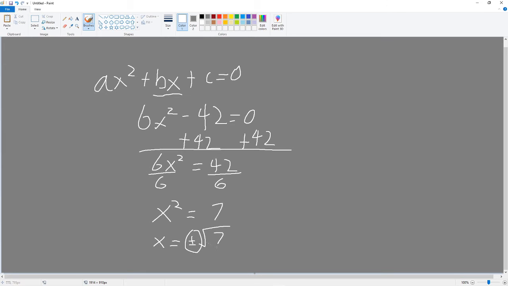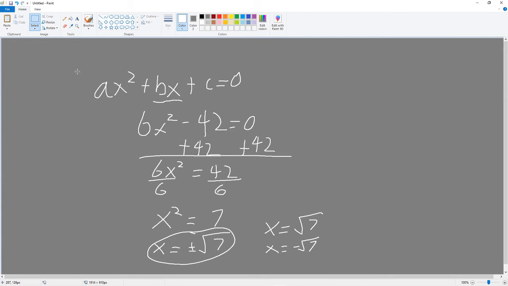This plus or minus part is very important because with any quadratic, you have two roots. They're either both imaginary or both real, but either way, you're going to have a negative version of it and a positive version of it. So my answer is x is equal to plus or minus square root of 7, or you can just say x is equal to square root of 7, x is equal to negative square root of 7.